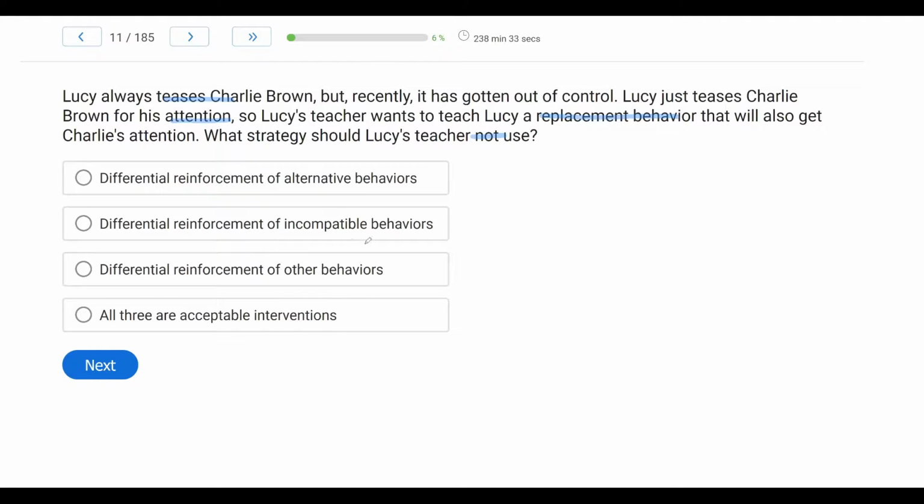What about DRI? Does a differential reinforcement of incompatible behaviors strategy teach replacement behaviors? Yes, it does. So Lucy's teacher would be totally fine using a DRI because both A, DRA, and B, DRI teach replacements. What about C? Does a differential reinforcement of other behaviors procedure teach replacements? It does not. And so this is where we would stop and say, well, DROs, DRHs, DRDs, and DRLs don't teach replacements. And so if Lucy's teacher wants to teach a replacement behavior, she needs to use either the DRA or the DRI. The DRO is not going to get her what she wants.